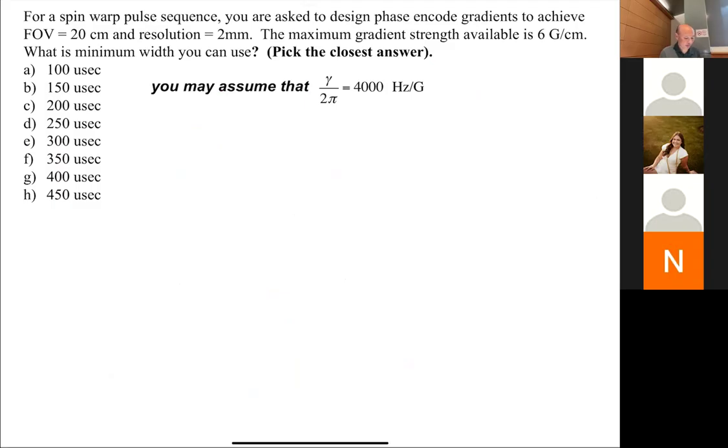Let's do a quick exercise together to consolidate our understanding. For a spin warp pulse sequence, you're asked to look at the phase encoding gradient to achieve a field of view of 20 centimeters and a resolution of 2 millimeters. The maximum gradient strength you have is 6 Gauss per centimeter. What is the minimum width you can use for that phase encoding gradient? Remember, the phase encoding gradient is the one where we change its amplitude but keep its width fixed at tau sub y. So basically we're asking what tau sub y is. Go ahead and think about that for a minute or two, and I'll open up the poll so people online can respond.